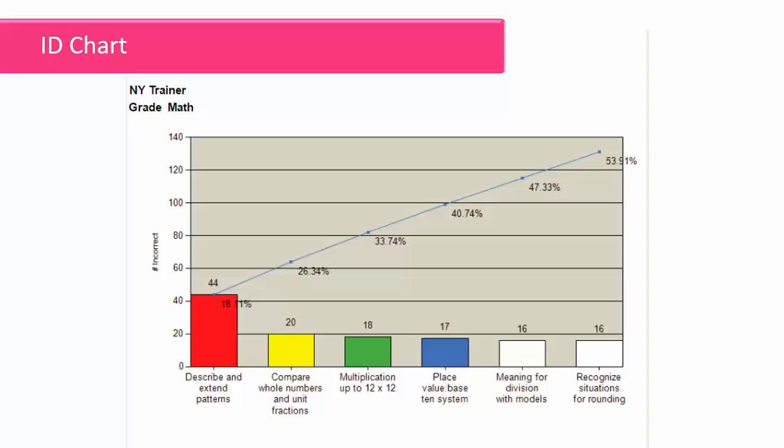Next is the ID chart. This report identifies specific standards for areas of greatest need for improvement. This allows the teacher to prioritize areas for whole group instruction.